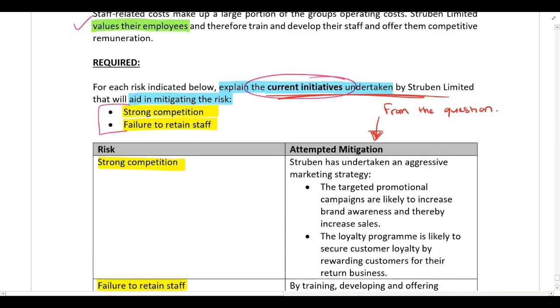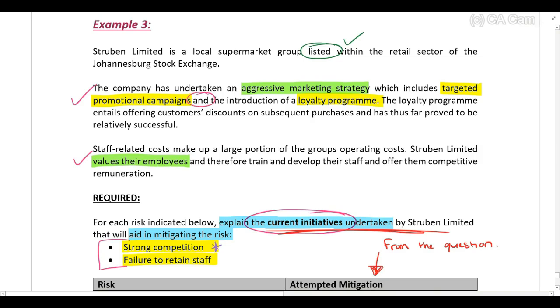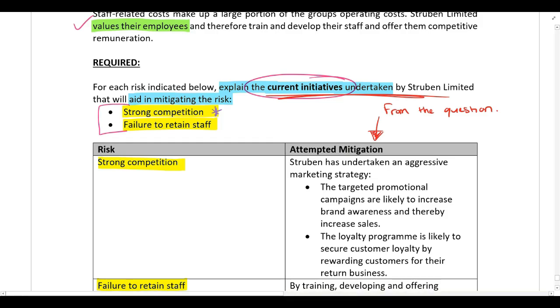So for the first risk, they are facing a risk of strong competition. What is the company currently doing in order to mitigate this risk? Well, we know that they currently have undertaken an aggressive marketing strategy, which is made up of a targeted promotional campaign and also a loyalty program. So obviously, guys, that is what the company is doing in order to address the risk of strong competition. So if we look at the solution, the company has undertaken an aggressive marketing strategy where they have targeted promotional campaigns and they also have a loyalty program.